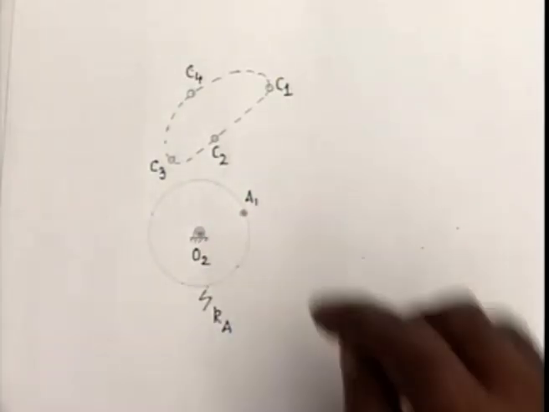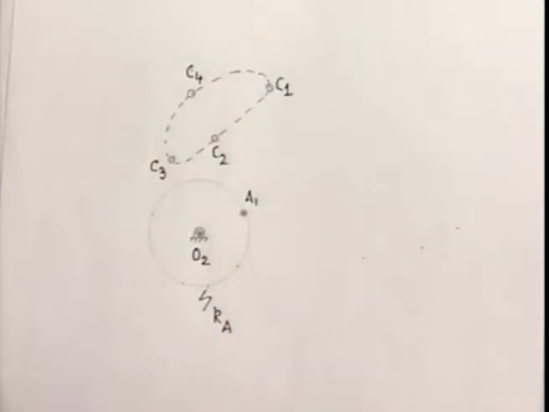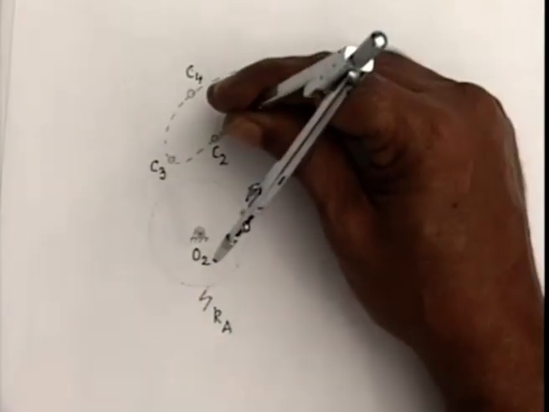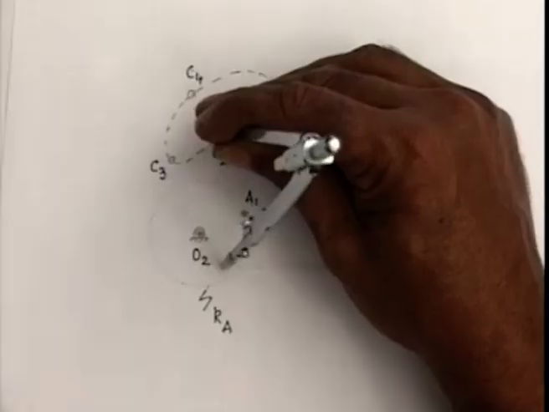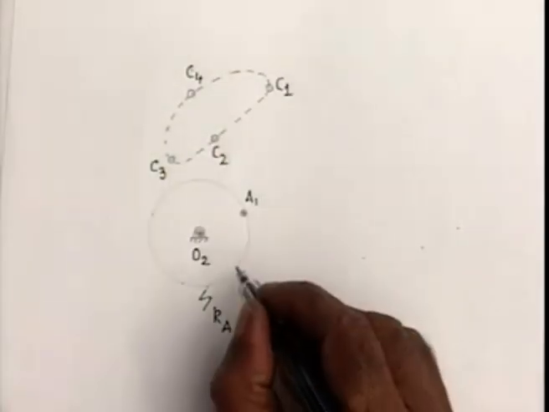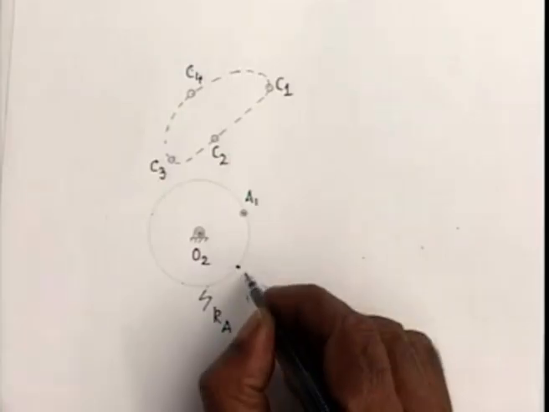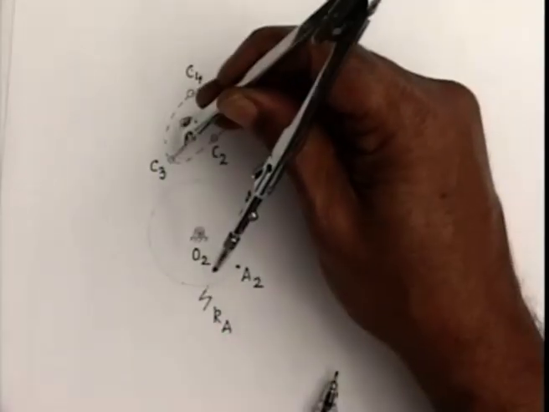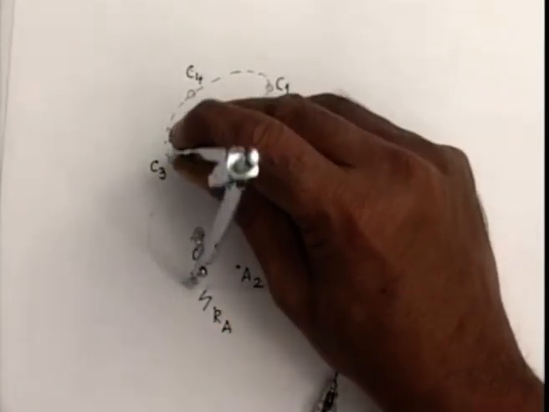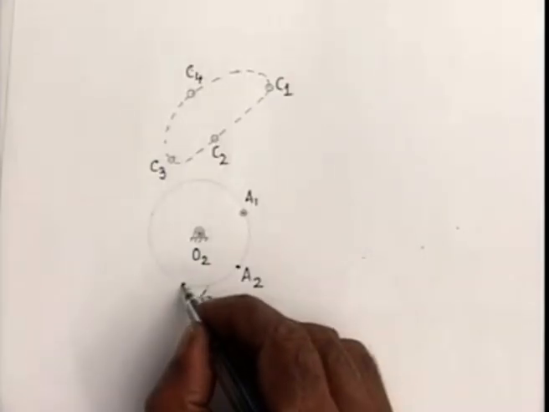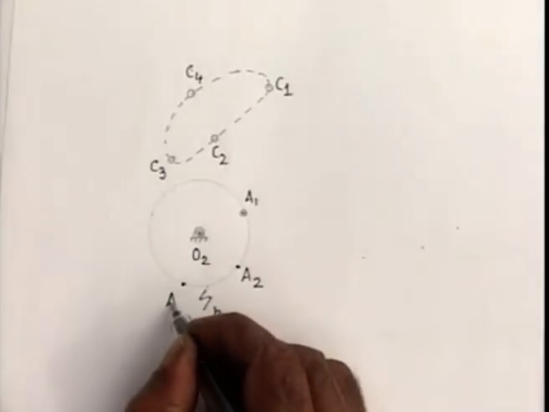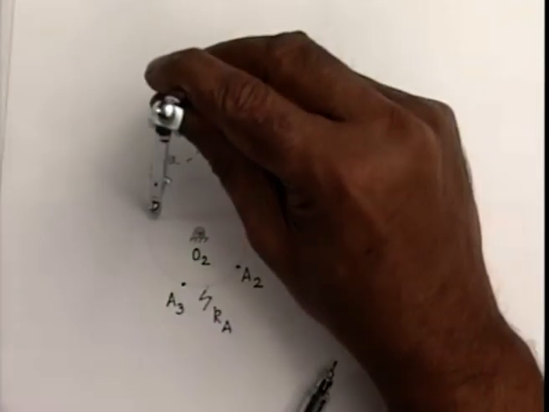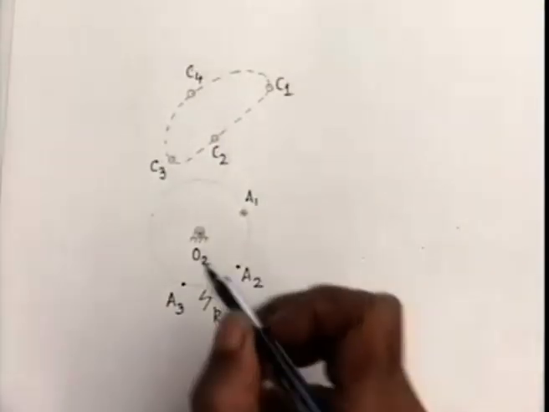Now, to locate the location of A corresponding to the second configuration, when C comes to C2, what I do, I measure C1A1, which does not change. So from C2 I draw this circle and I get the location A2. Similarly, from C3, using the same link length AC, I get A3, and from C4 I get A4.